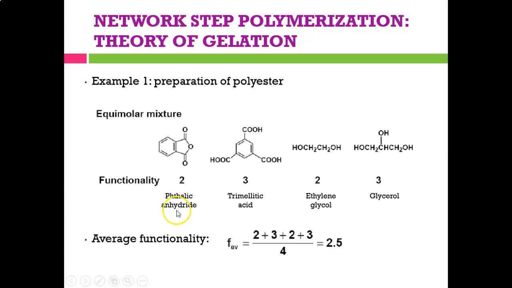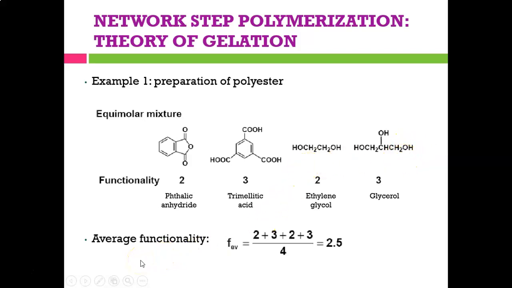For phthalic anhydride, where do we look for its functionality? Here, C double bond O, represented here. And for ethylene glycol, we look at the functionality at the end of this straight structure, represented by the OH group at the end, both at the end of the structure. For glycerol, we have 3 OH, right here, on the left side and on the right side.